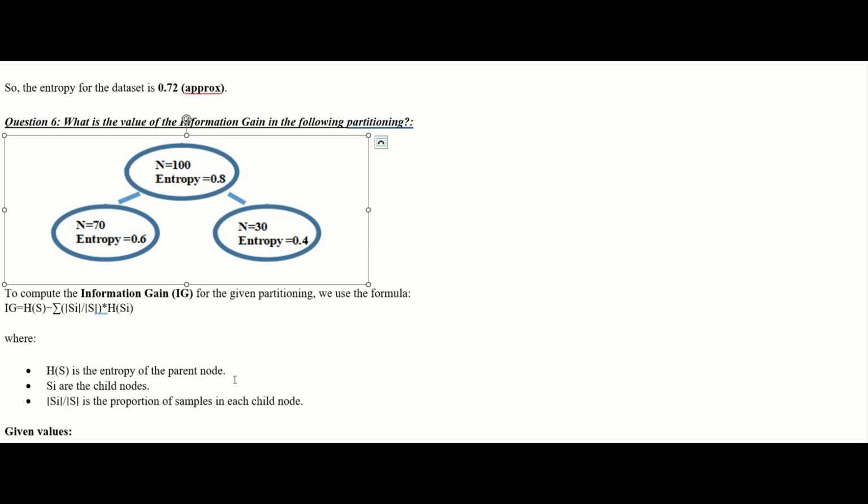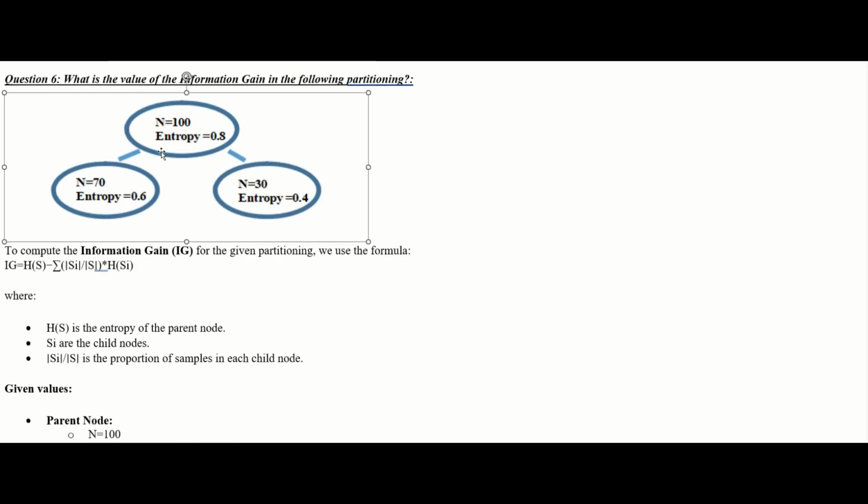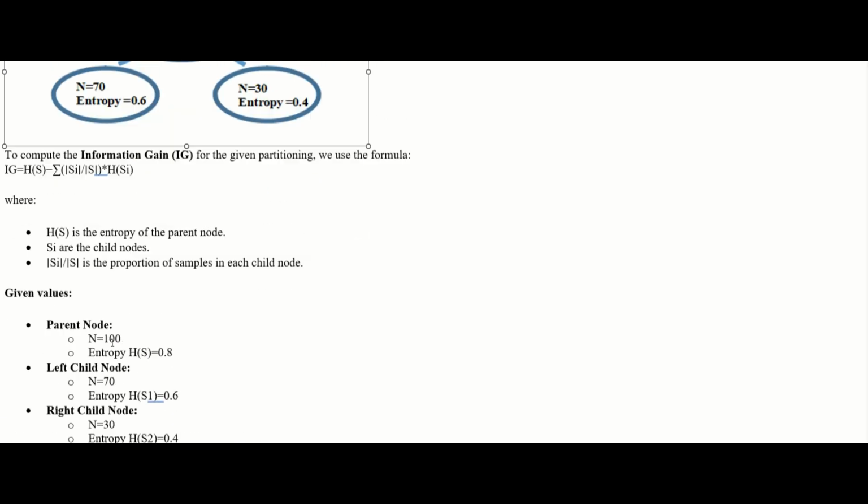So the parent node has 100 samples, entropy H(S) equal to 0.8, then the left child node has 70 samples with entropy 0.6, and the right child node has 30 samples with entropy 0.4. So step 1, compute the weighted entropy for the child nodes. Just put in these values, Si by S: 70 by 100 into 0.6 plus 30 by 100 into 0.4. So you get 0.54.